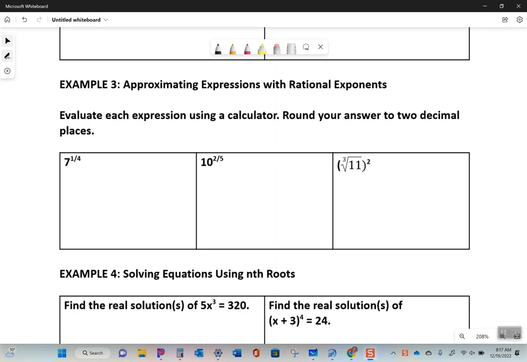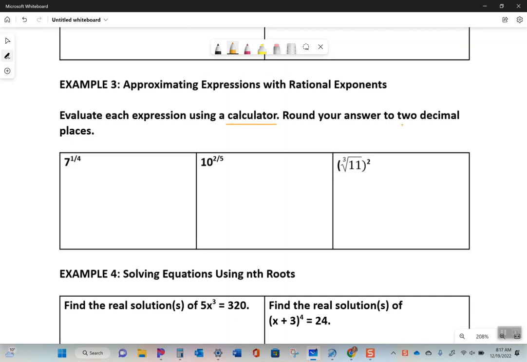So on Friday, we started talking about radical expressions and nth roots, and we had some rules back on that core concept that we'll want to revisit here again. But I think that when we got through example 2, this gives us a chance to approximate expressions with rational exponents. Everything that we had up here was a perfect root before, up in example 2. So in example 3, let's use our calculator to evaluate these.